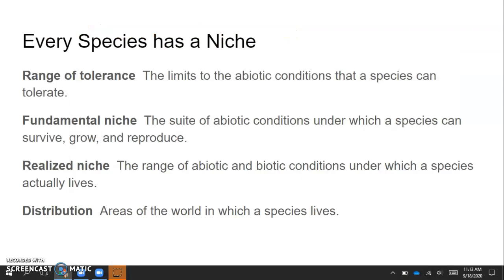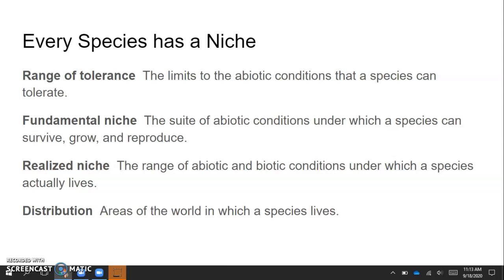Just a reminder, every species does have a niche. And every species has something called a range of tolerance. So these are the limits to the abiotic conditions that a species can tolerate. When we say abiotic conditions, sunlight, temperature, salinity, things like that. A fundamental niche is the suite of abiotic conditions under which a species can survive, grow, and reproduce.